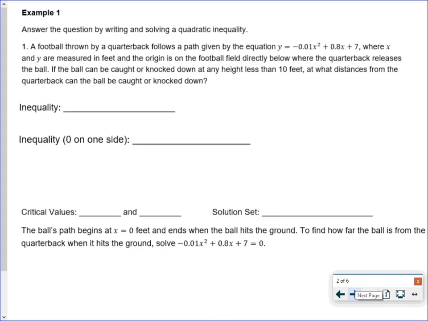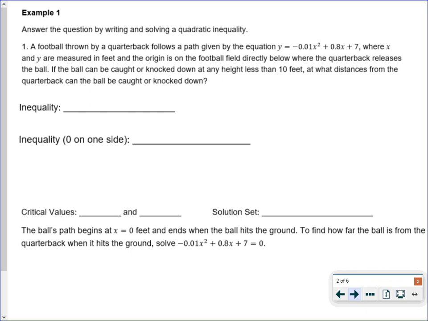Okay, so example 1, we're told a football is thrown by a quarterback and it follows a path given by the equation y equals negative 0.01 x squared plus 0.8 x plus 7, where x and y are measured in feet, and the origin is on the football field directly below where the quarterback releases the ball. In other words, the origin, or the (0, 0), is right underneath the quarterback. If the ball can be caught or knocked down at any height less than 10 feet, at what distance from the quarterback can the ball be caught or knocked down?